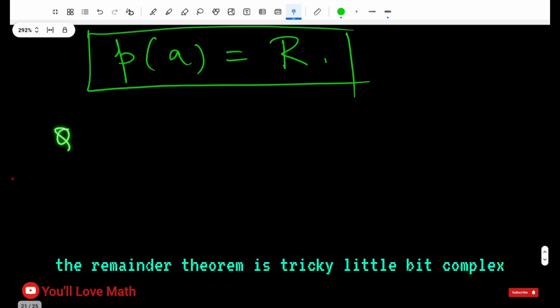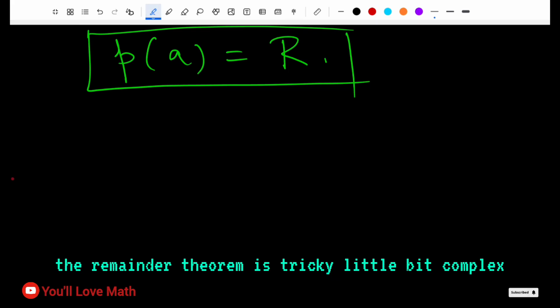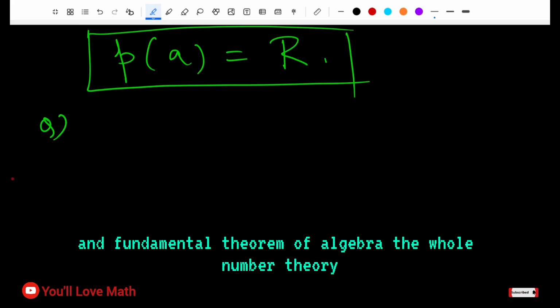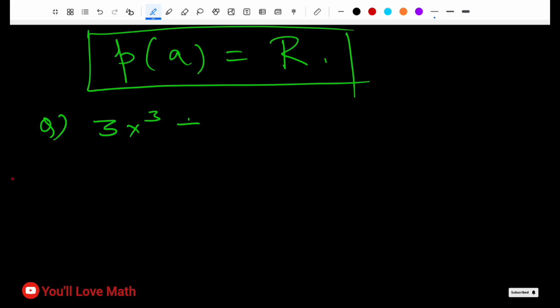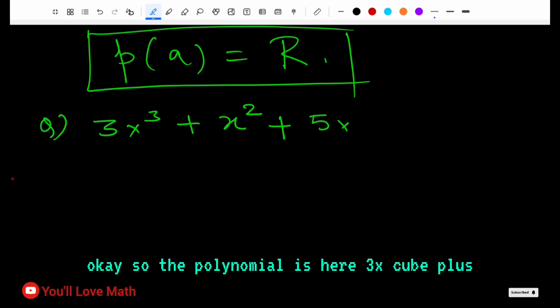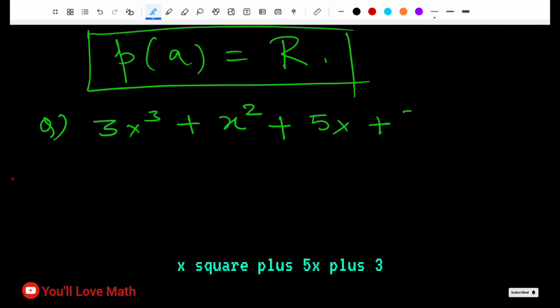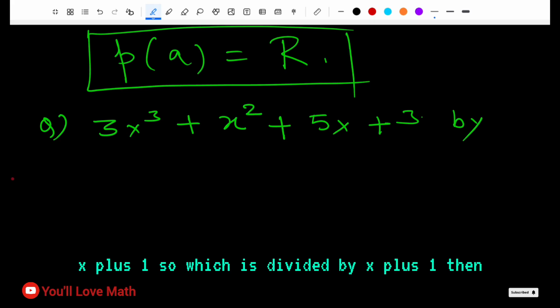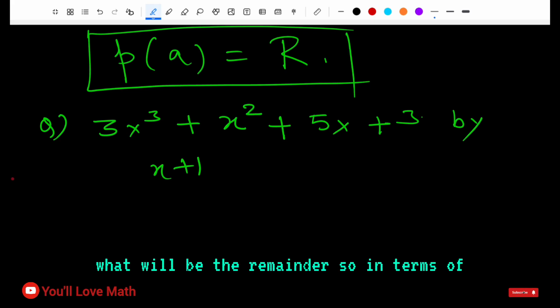The remainder theorem is tricky, a little bit complex, and a fundamental theorem of algebra. The whole number theory depends on a part of the remainder theorem. Okay, so the polynomial here is 3x cube plus x square plus 5x plus 3, which is divided by x plus 1. Then what will be the remainder?